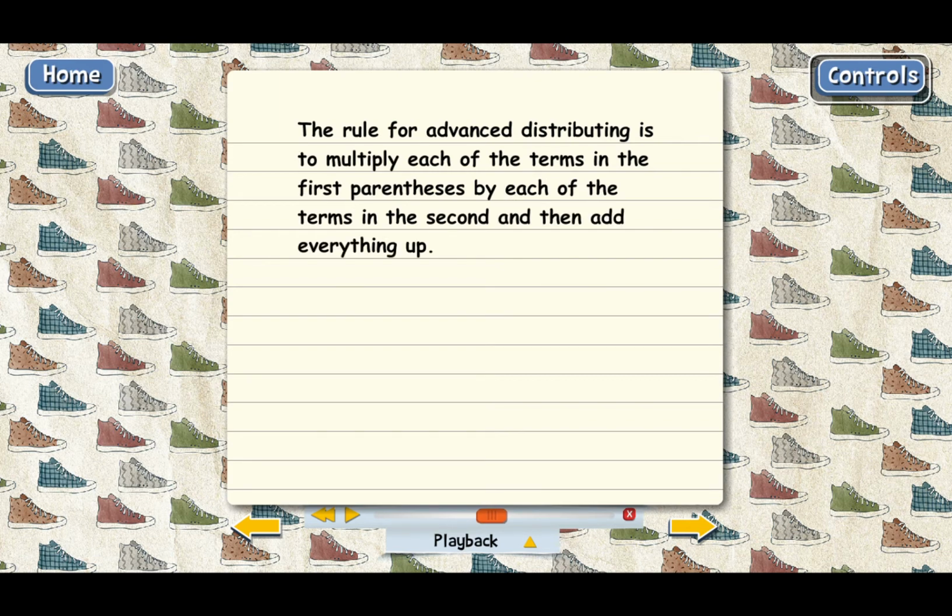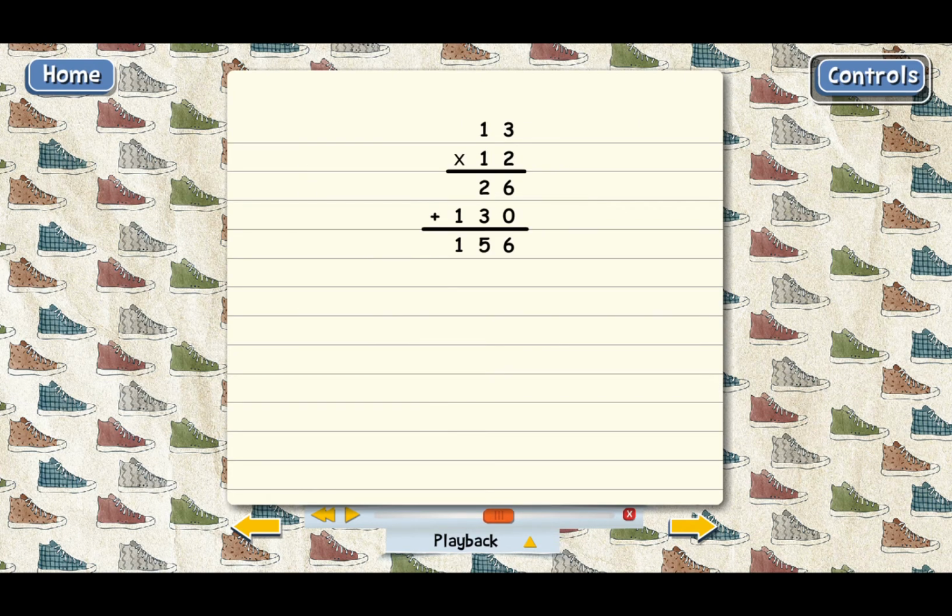Now, advanced distributing may seem a little weird, but it really shouldn't because you've actually been doing it for years. When you multiply numbers with long multiplication, in basic math, you're actually doing advanced distributing. And let me show you. Let's look at a simple multiplication problem, 13 times 12.